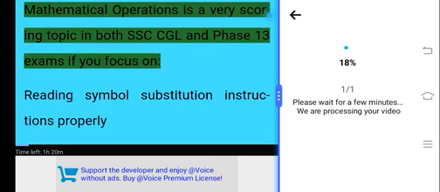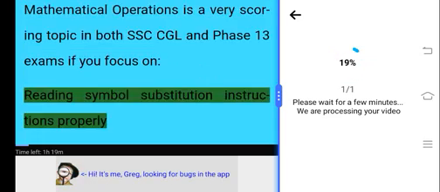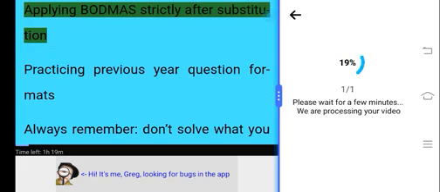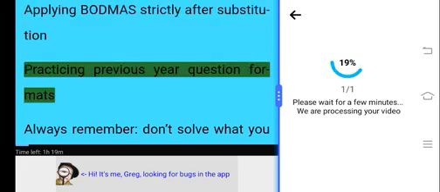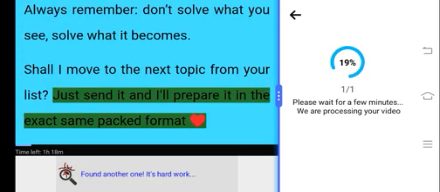Conclusion: mathematical operations is a very scoring topic in both SSC CGL and Phase 13 exams if you focus on reading symbol substitution instructions properly, applying BODMAS strictly after substitution, and practicing previous year question formats. Always remember, don't solve what you see, solve what it becomes. Shall I move to the next topic from your list? Just send it and I'll prepare it in the exact same packed format.